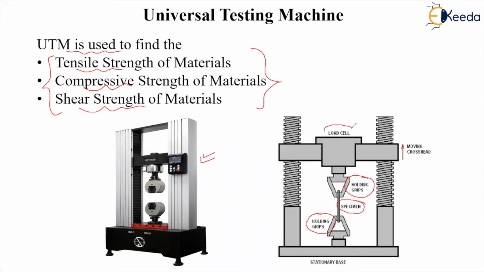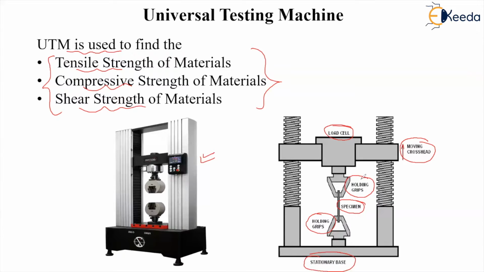This is the load cell where the load is applied, and due to that applied load, the crosshead starts moving upward if it is tensile loading. For the time being, we have shown tensile load here. And this is the stationary base which is not movable. So this is one of the pictures of the universal testing machine.